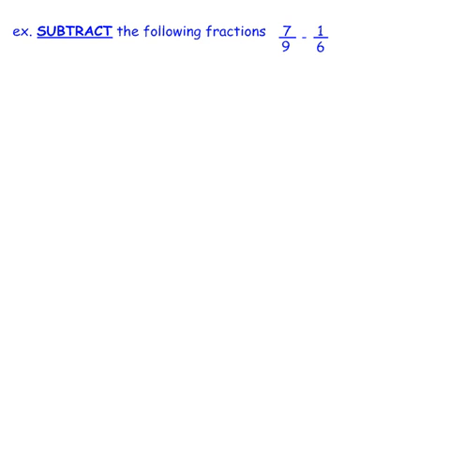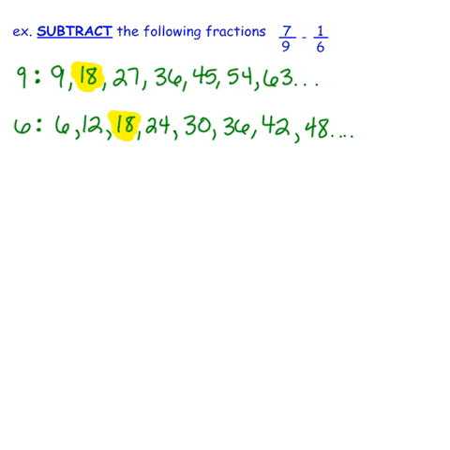Let's actually subtract the following fractions here. We've got 7/9 minus 1/6. All right, we're going to have to work again. We do not have a common denominator. Pause the video for a second, see if you can figure out what the common denominator actually is, and then press play when you think you found it. All right, I hope you came up with the common denominator being 18.